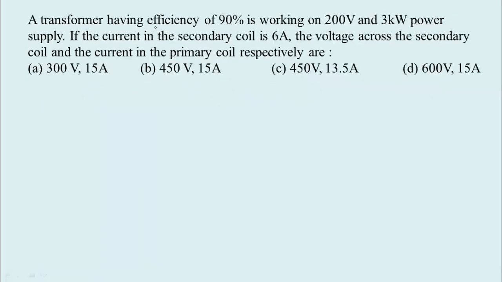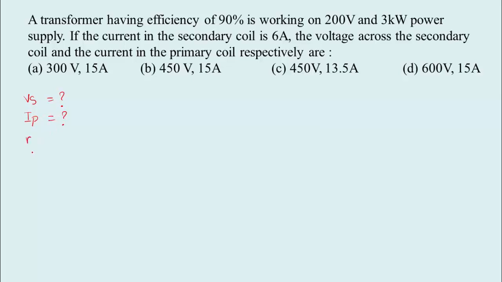A transformer having efficiency of 90% is working on 200 volt and 3 kilowatt power supply. If current in the secondary coil is 6 ampere, the voltage across the secondary coil and the primary current in the primary coil respectively are. So we have to calculate the voltage across the secondary, denoted by Vs, and also the current in the primary coil, denoted by Ip.